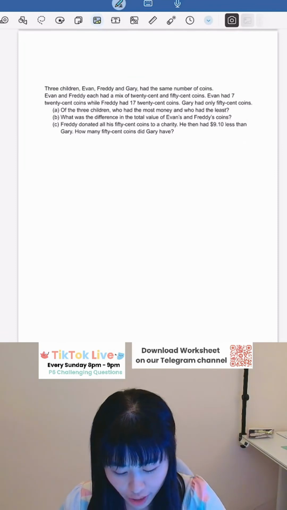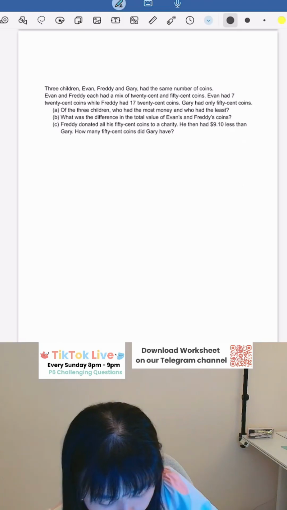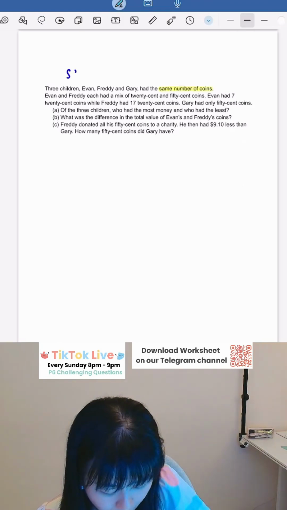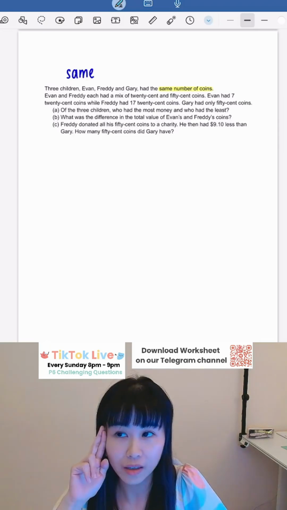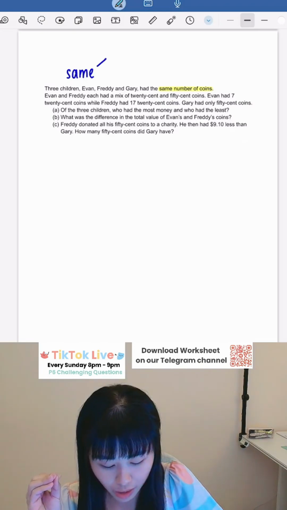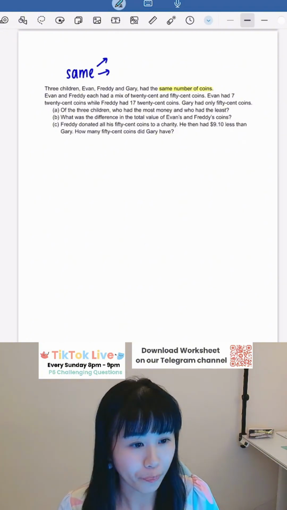So we have 3 children, Evan, Freddie, and Gary. And they had the same number of coins. Now when y'all see the keyword same, there are a few methods that you should think of, that you can use for primary 6. Anybody can tell me, when you see the keyword same, what kind of methods should you be using?